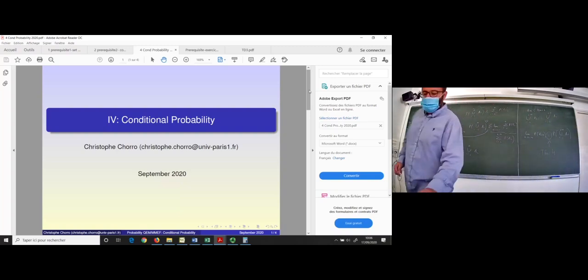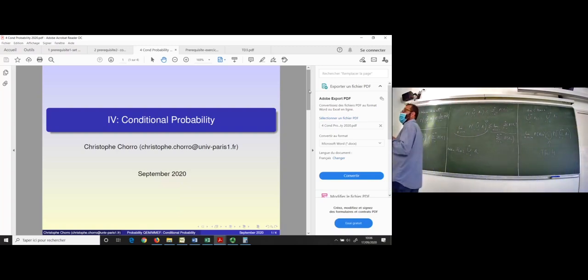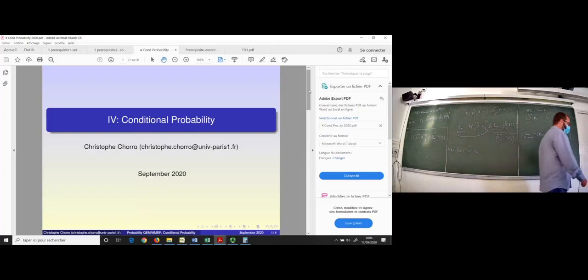Okay, so conditional probability. You will see that it will be a few definitions and a way to come back and handle once again the definition of what is a probability.